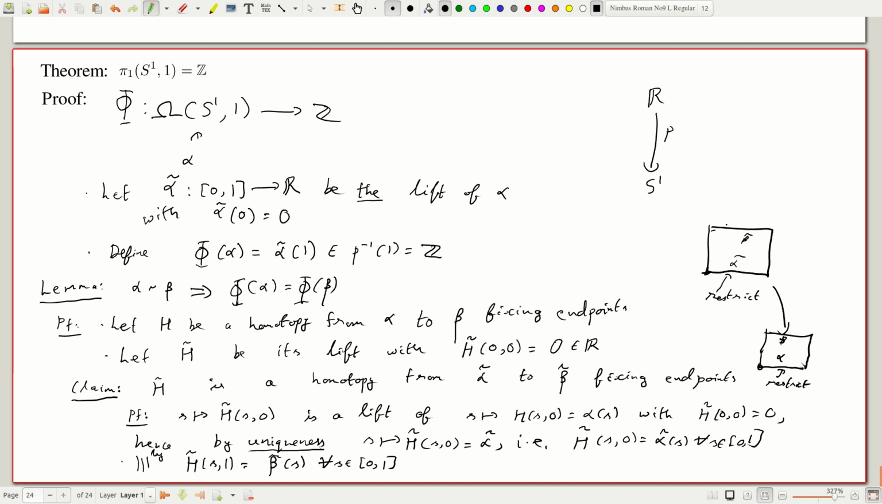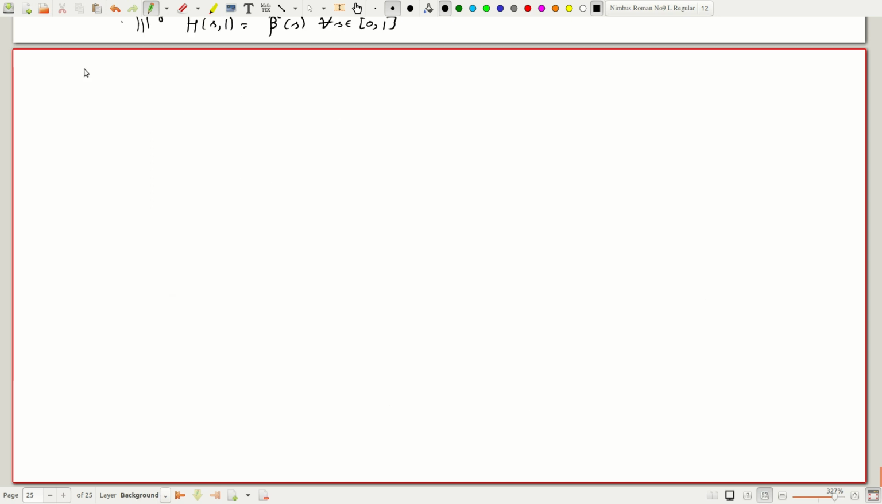Okay, that leaves us in good shape. So what we know is alpha tilde and beta tilde are homotopic fixing endpoints. Now we saw that if alpha tilde is homotopic fixing endpoints to beta tilde, this implies that alpha tilde of 1 is beta tilde of 1. Same with 0, but that was by construction. But remember, this is Phi of alpha, and this guy here is Phi of beta. So this concludes our lemma.